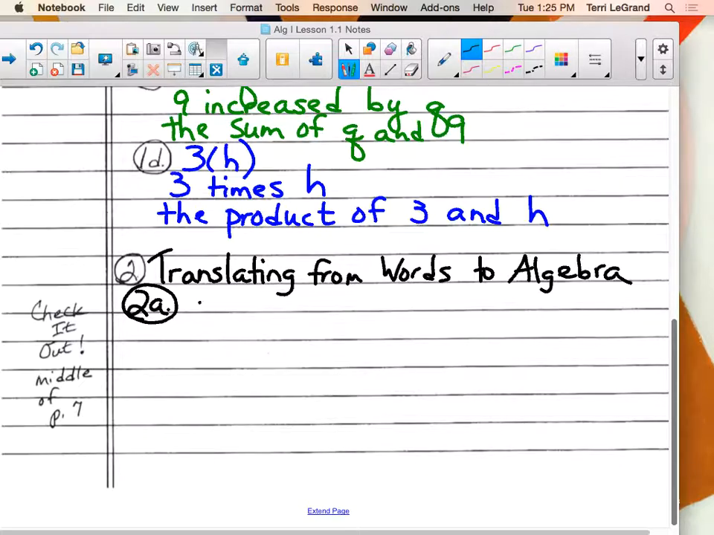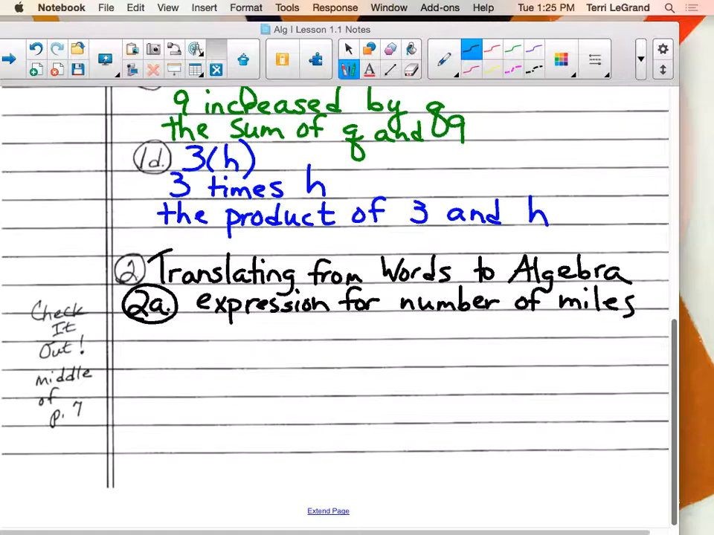So we need an expression for the number of miles. Let's write that. Expression for number of miles. What doesn't an expression have in it? An equal sign. You're supposed to be able to spit that out just like that now. Expression does not have an equal sign.